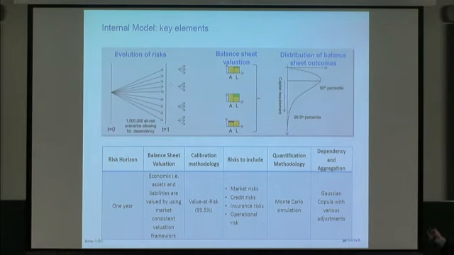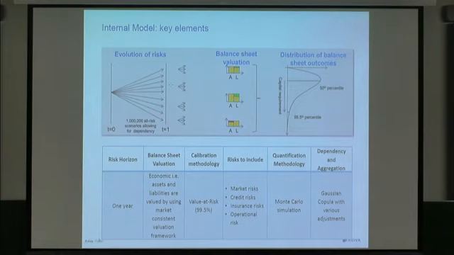We have balance sheet valuation, so for each scenario, assets and liabilities, and effectively we have a distribution of balance sheet outcomes. We've got losses and gains, and taking the 99.5 percentile gives you the SCR number, which we report to the market.